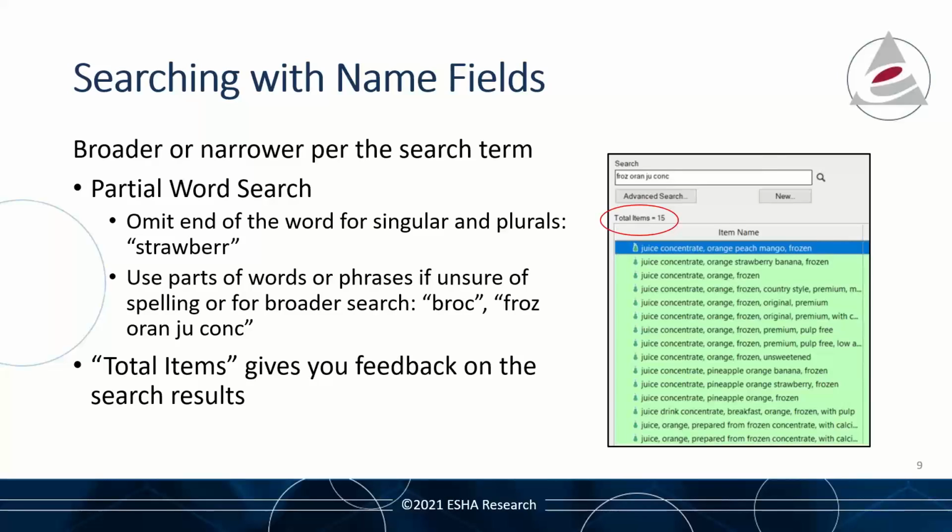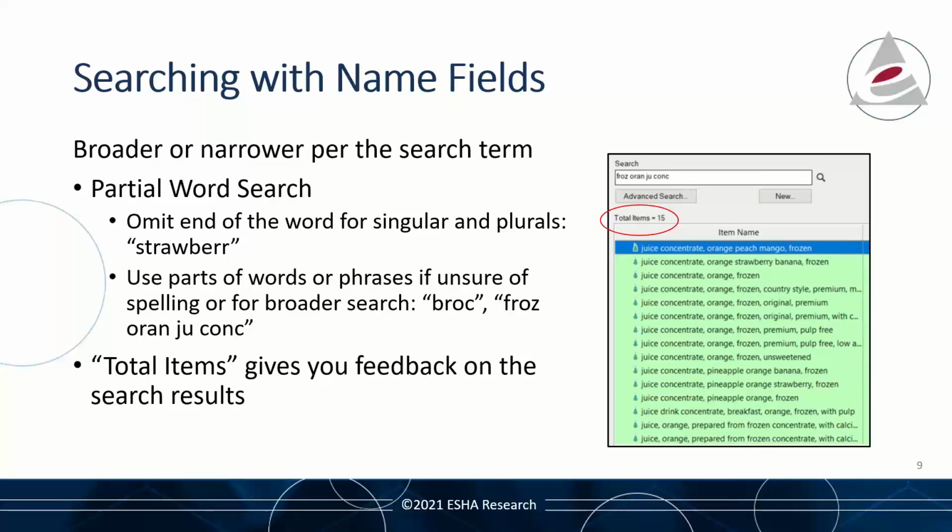When searching names or phrases, you can use broader or narrower search terms to result in different matches. So if you search a term and you don't find any matches, you might try a broader search to include more options. For instance, using a partial word search, like leaving off the ending of a word like berries, so that you'll see singular and plural matches. Or if you're unsure of how to spell a food name or an ingredient name, you could use the start of the words. So if you can never remember how to spell broccoli, just start with B-R-O-C.